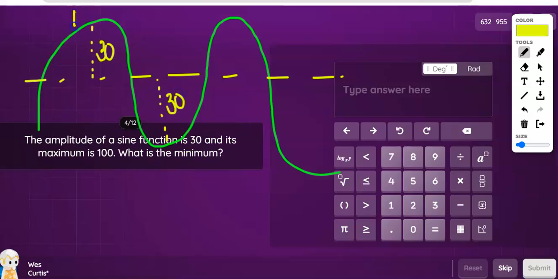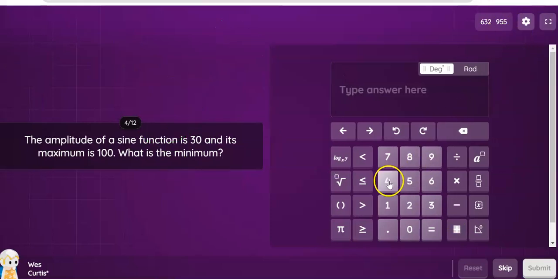They tell us that the max is 100. And thinking about that, if I'm going down 30 from there, I know the midline is 70, but that isn't the question. From 70, if I go down another 30, that takes me to 40. And we are indeed asked for the minimum. So 40 is definitely the answer that you're going to be looking for here.